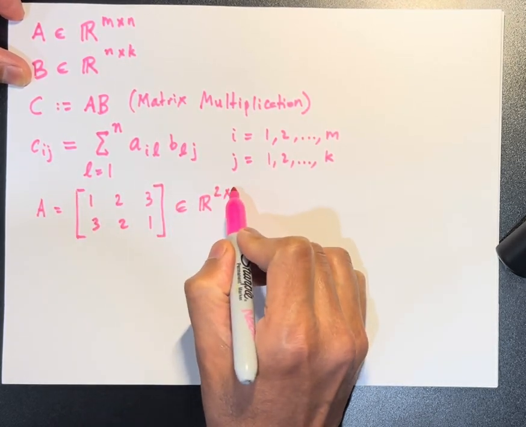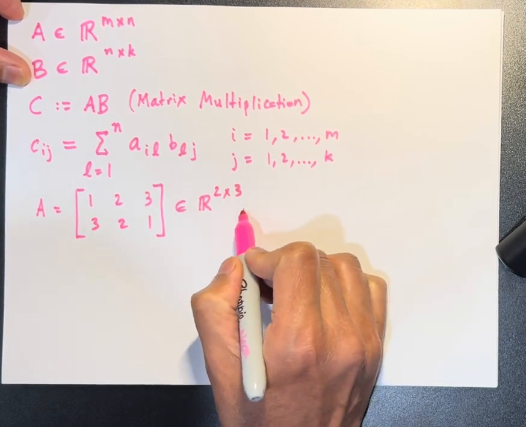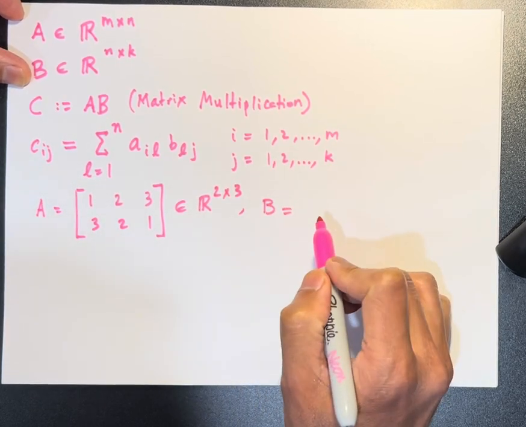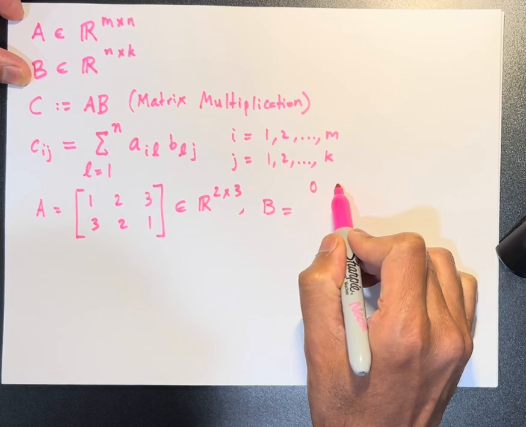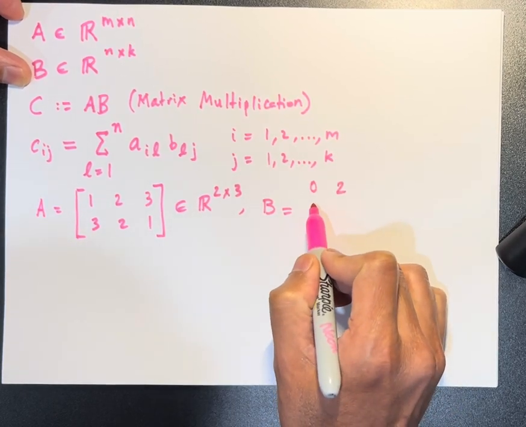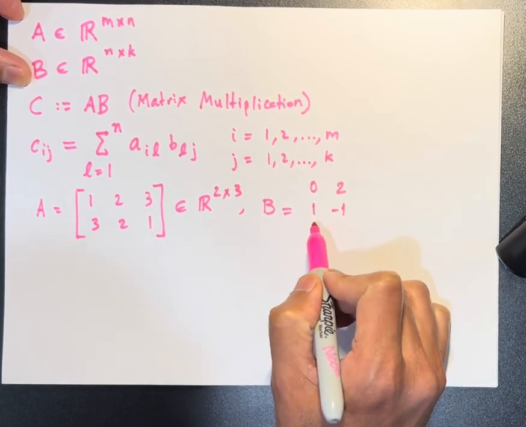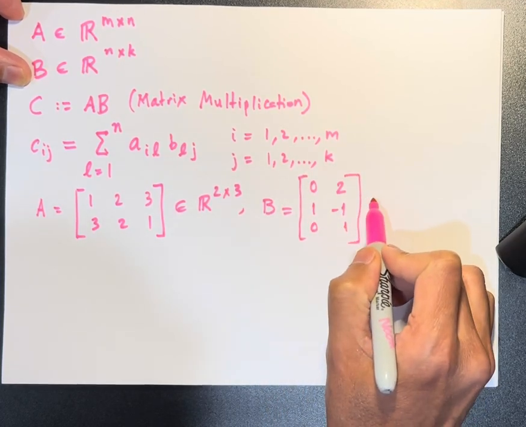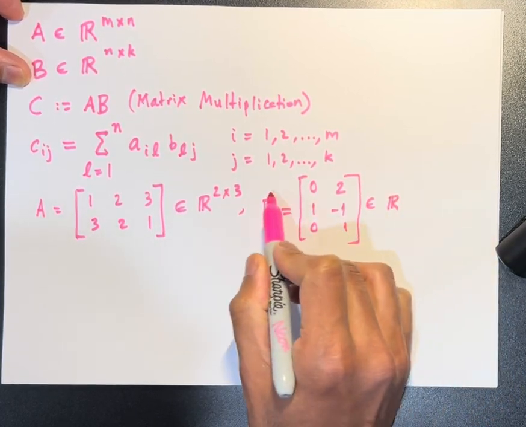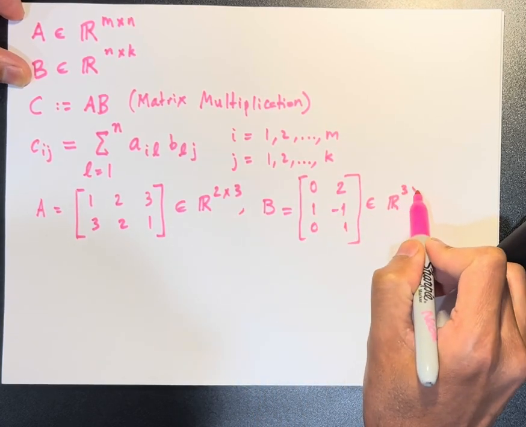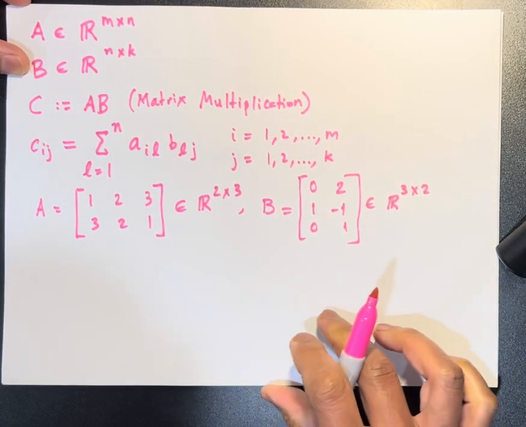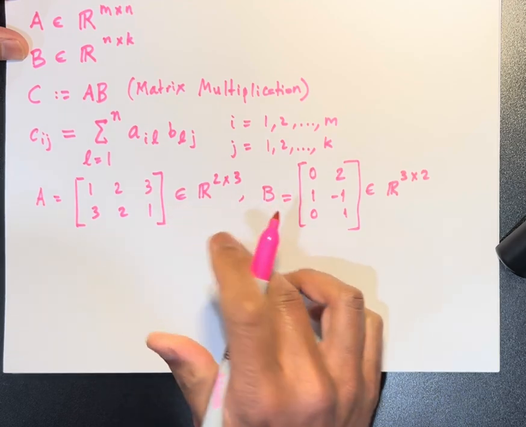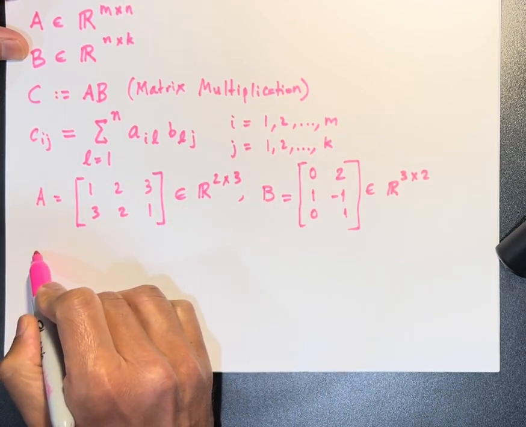As you can see, that's 2 rows and 3 columns, 2 by 3. Then we are going to take B to be equal to 0 2 1 minus 1 0 1, and as you can see there are 3 rows and 2 columns, so this is 3 by 2. Now in this case, let's look at AB.